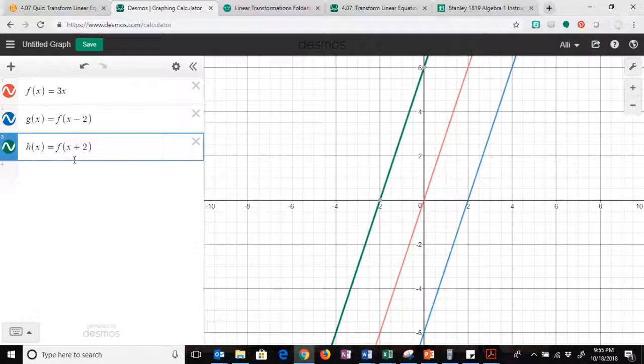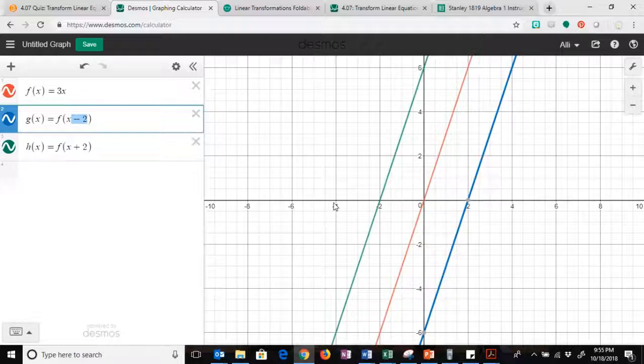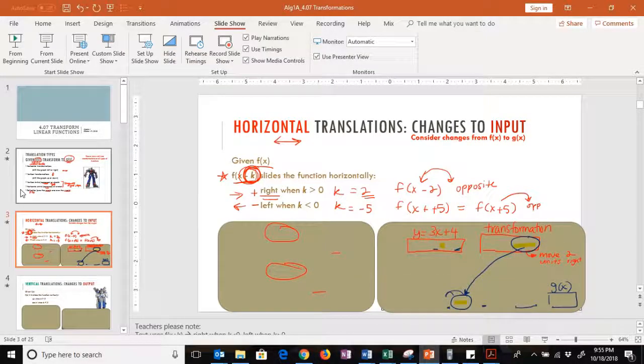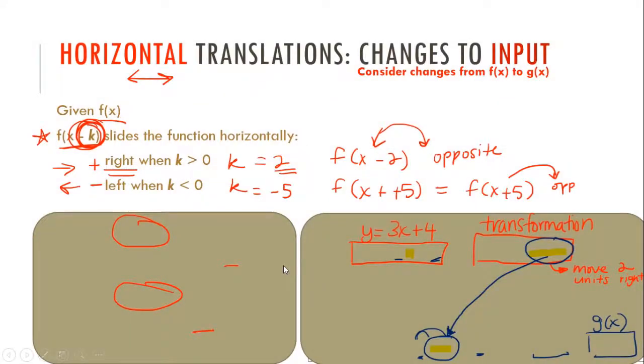When I have a plus 2, remember this is opposite, I'm really moving in the left direction, so you can see that this function has moved to the left 2 units. So this kind of shows you how it's opposite. So if it's a minus, I'm really moving in the positive direction 2 units, and if it's a positive, I'm really moving in the negative direction 2 units. All right, so those are my horizontal translations, okay?